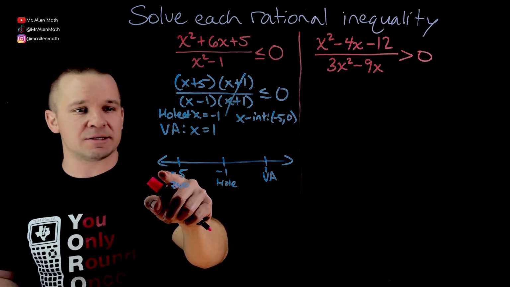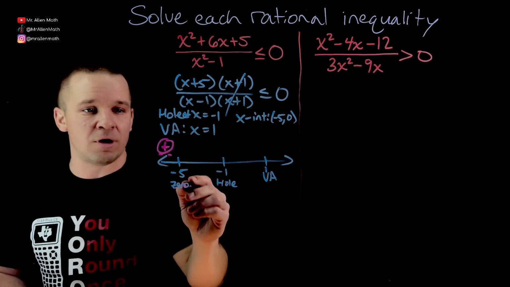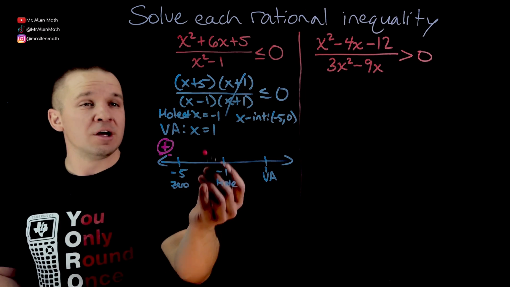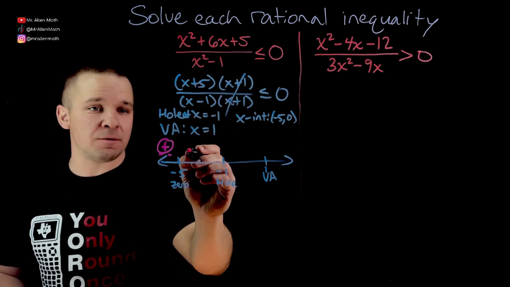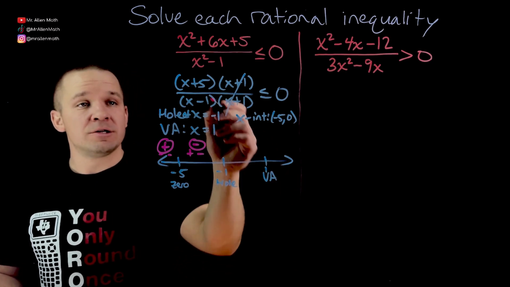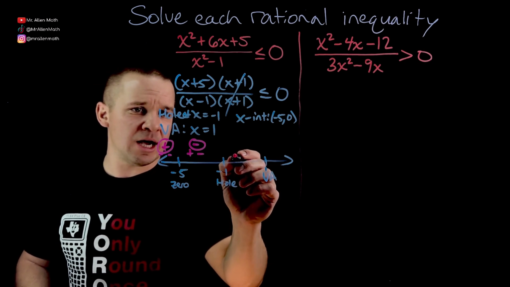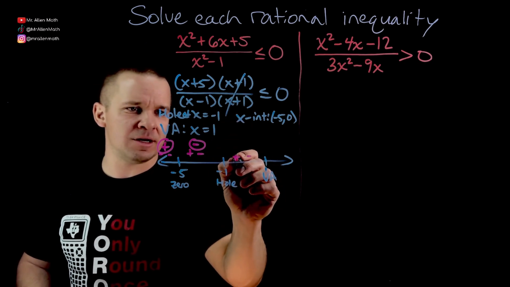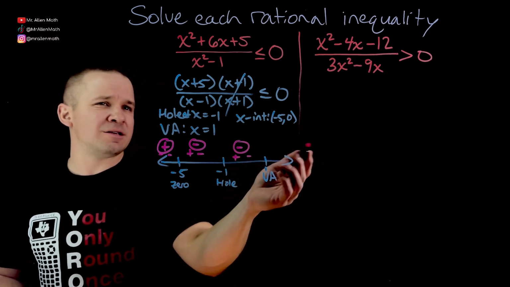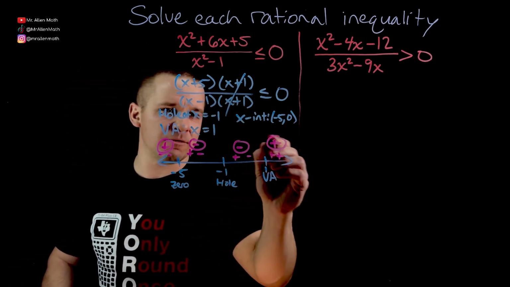If I pick negative 6, I'm going to get a negative divided by a negative. That's positive overall. For my next one, how about negative 2? If I plug that in, I get positive over negative, which gives me negative overall. Then between negative 1 and 1, I test 0, so I get 5 over negative 1, which is negative. So it's negative overall. And then after my vertical asymptote, let's test 2. I've got positive divided by positive, so it's positive overall.